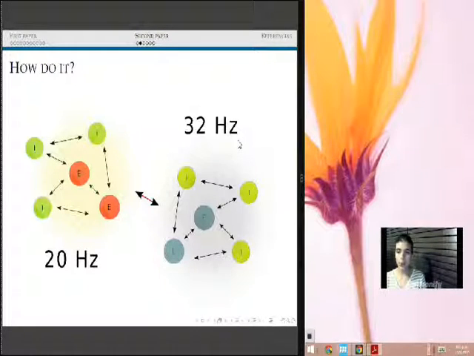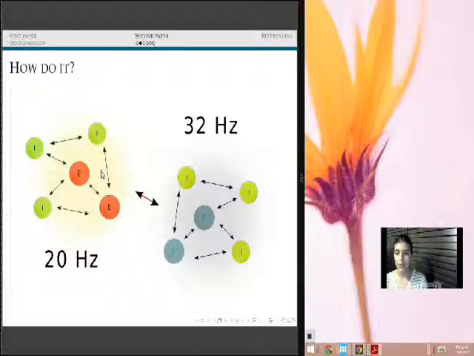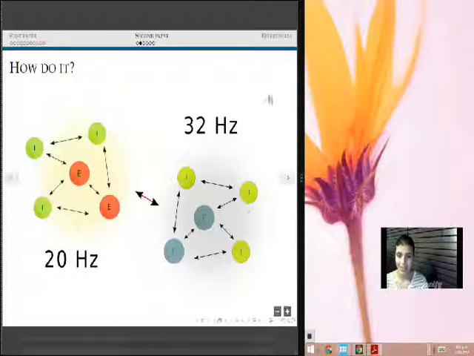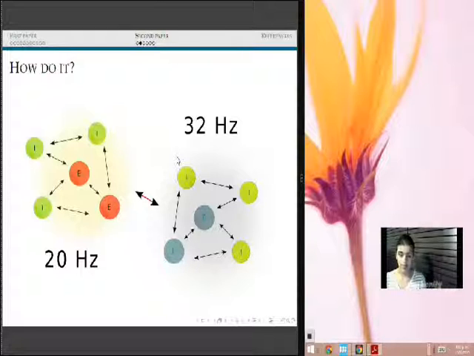How are we going to do it? We will have two different networks. The first one with a mean frequency of 20 Hz, and the second one with a mean frequency of 32 Hz. Here we will have inhibitory and excitatory cells with a set of probabilities, and here a network with another kind of inhibitory and excitatory cells with different probabilities. The idea is to connect them with different mechanisms that we're going to talk about later.